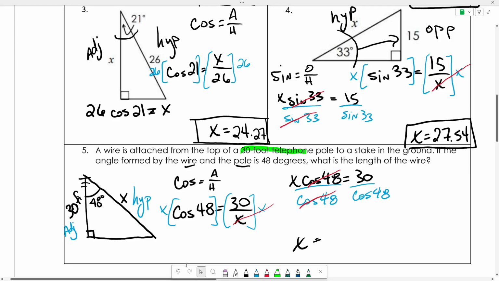Well, you punch it in the calculator and you'll get that it is 44.83 feet long. An example of how you can actually use these things out in the real world.